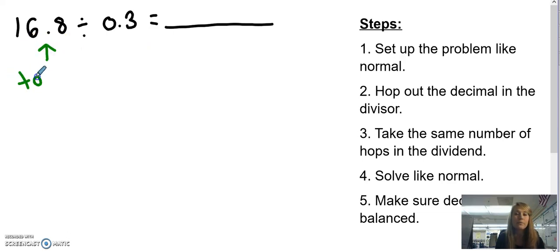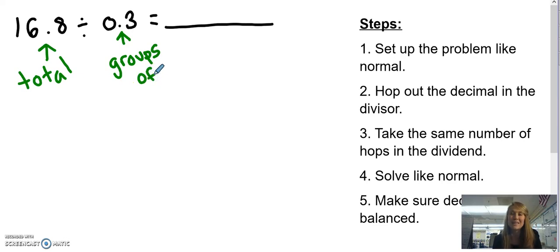my total. Because whenever I have a division problem, I always start with a total that I'm going to divide, that I'm going to separate, I'm going to cut, I'm going to split. In this case, I'm separating it into 3/10. That means that I'm separating it into groups of 3/10. Every group that I make is going to have 3/10 in it.